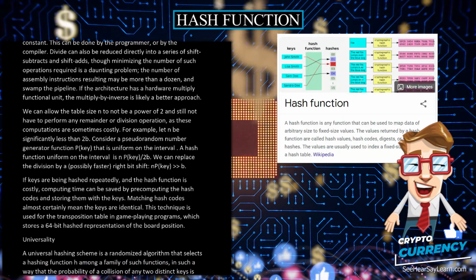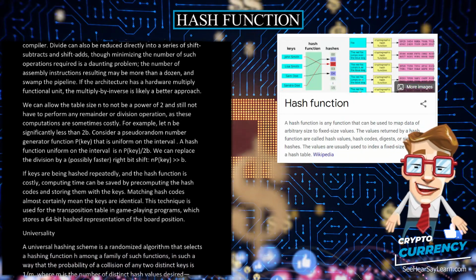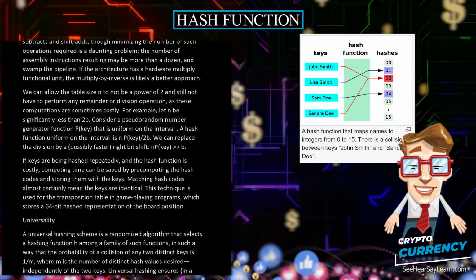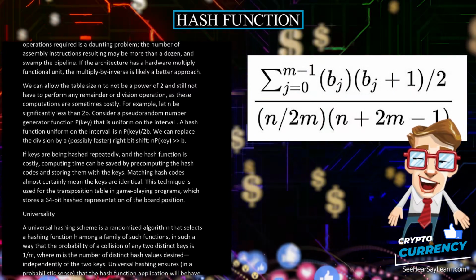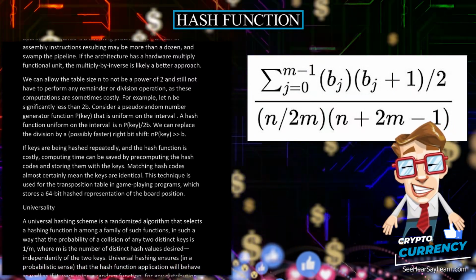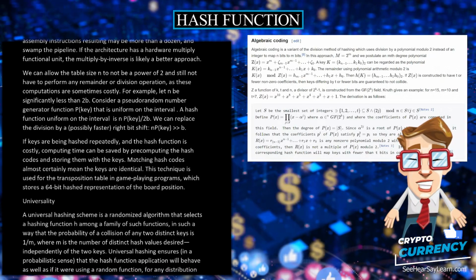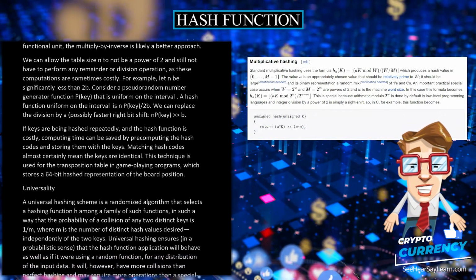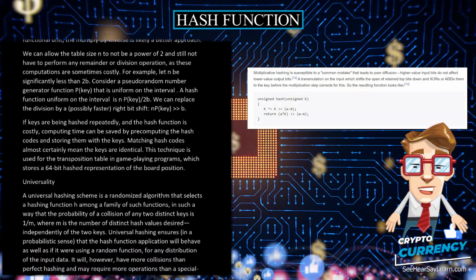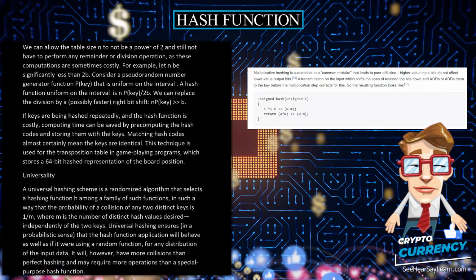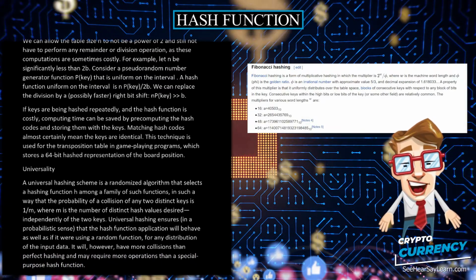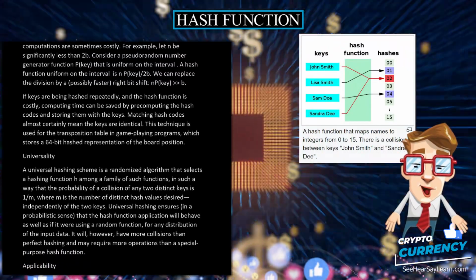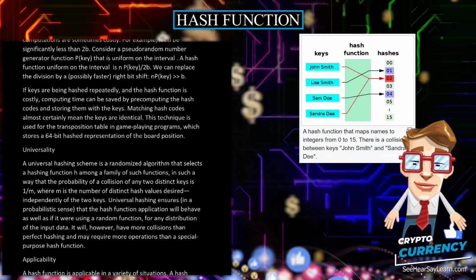Universality. A universal hashing scheme is a randomized algorithm that selects a hashing function h among a family of such functions, in such a way that the probability of a collision of any two distinct keys is 1/m, where m is the number of distinct hash values desired, independently of the two keys. Universal hashing ensures, in a probabilistic sense, that the hash function application will behave as well as if it were using a random function, for any distribution of the input data. It will, however, have more collisions than perfect hashing and may require more operations than a special-purpose hash function.